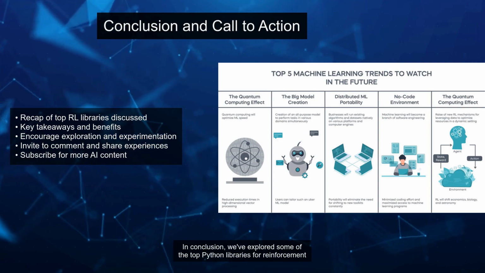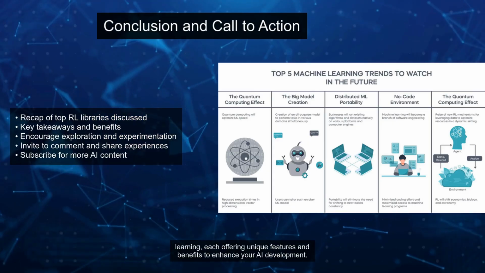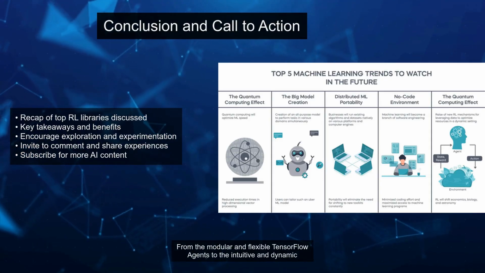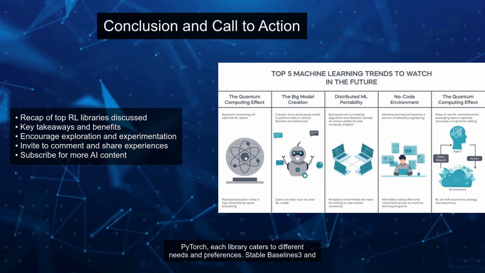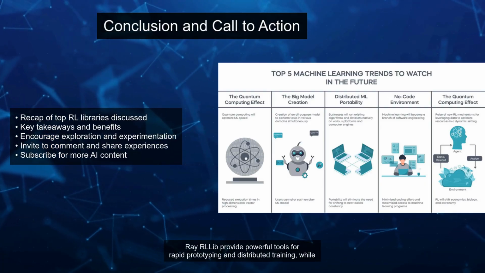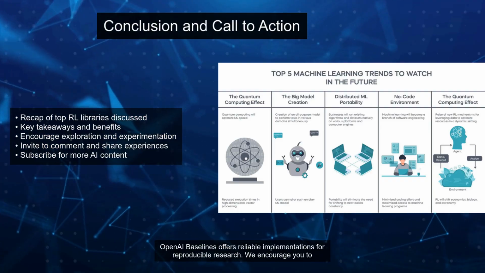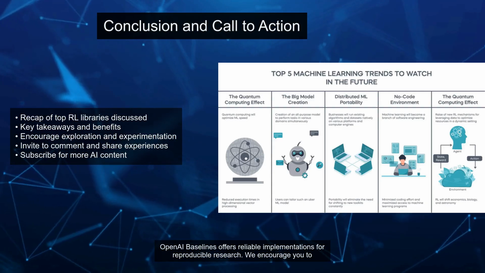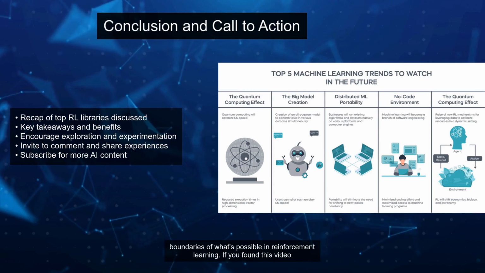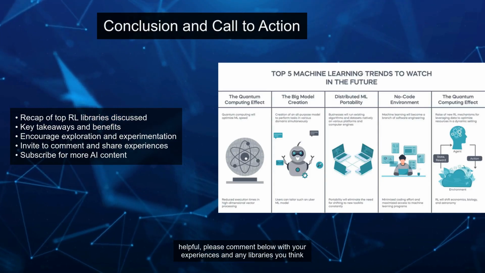In conclusion, we've explored some of the top Python libraries for reinforcement learning, each offering unique features and benefits to enhance your AI development. From the modular and flexible TensorFlow Agents to the intuitive and dynamic PyTorch, each library caters to different needs and preferences. Stable Baselines3 and Ray RLLib provide powerful tools for rapid prototyping and distributed training, while OpenAI Baselines offers reliable implementations for reproducible research. We encourage you to explore these libraries further and experiment with their capabilities to push the boundaries of what's possible in reinforcement learning.